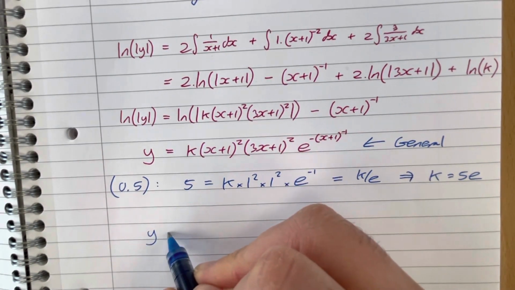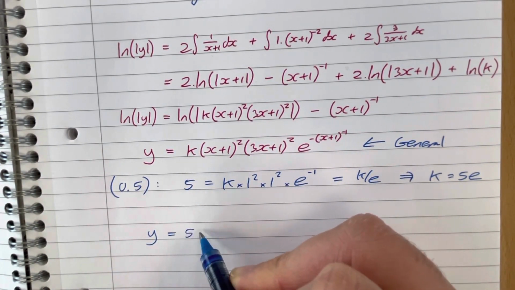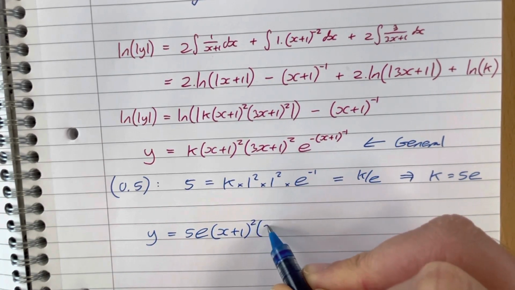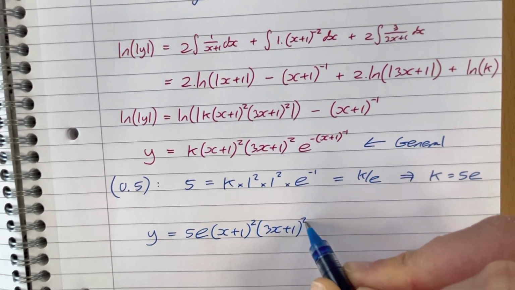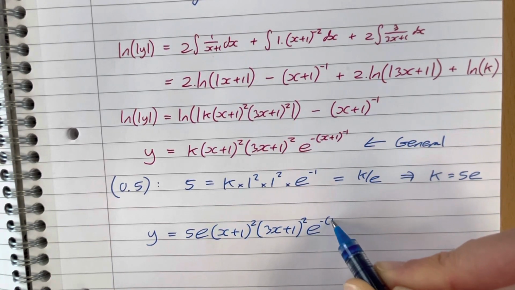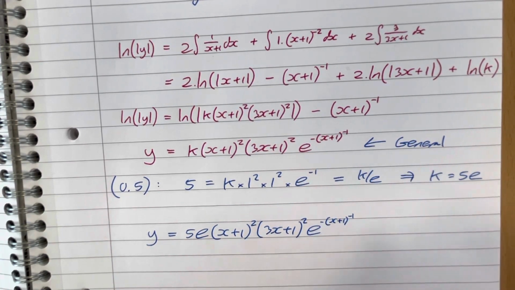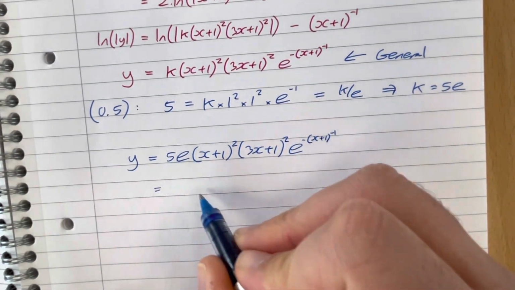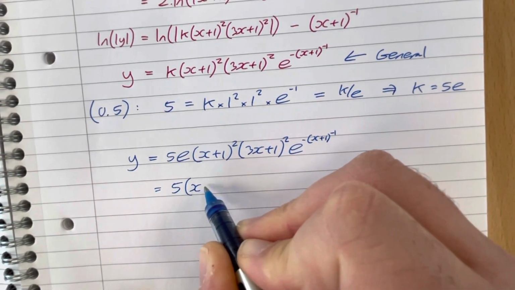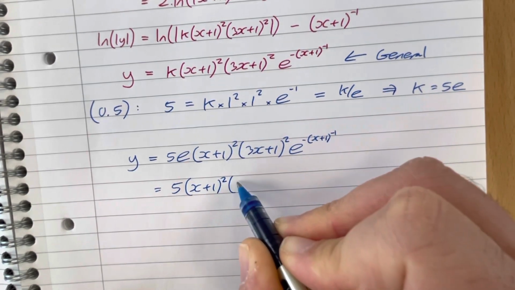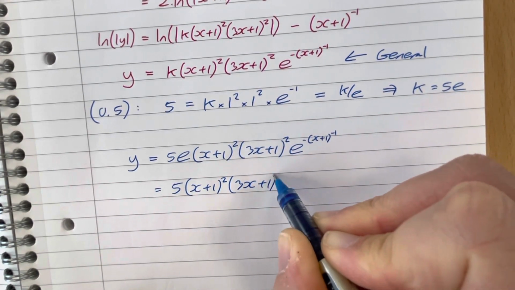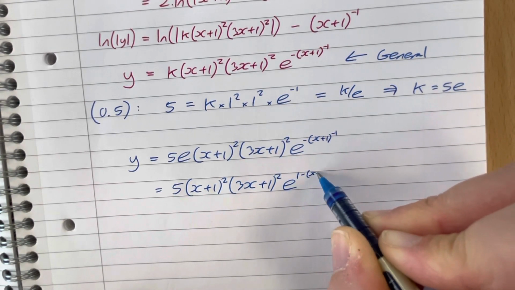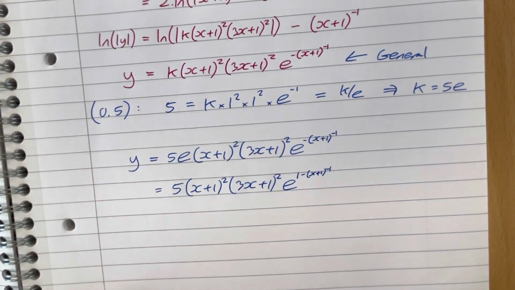So that gives me then the particular solution, y equals 5e times x plus 1 all squared, 3x plus 1 all squared, e to the minus x plus 1 to the minus 1. And we can do a little bit more tidying up. I'm just going to combine the e's together to give 5 times x plus 1 squared, 3x plus 1 squared, e to the 1 minus x plus 1 to the minus 1.